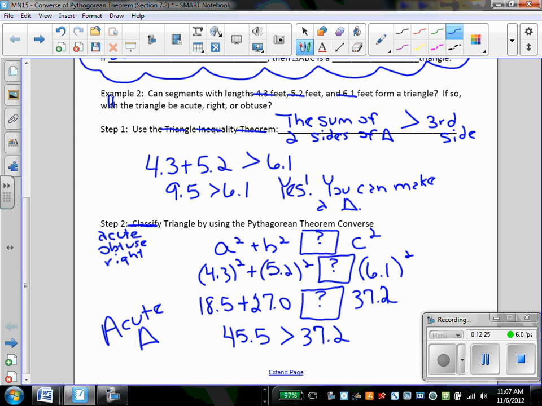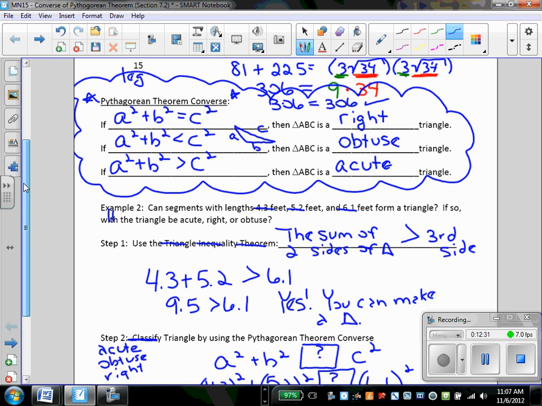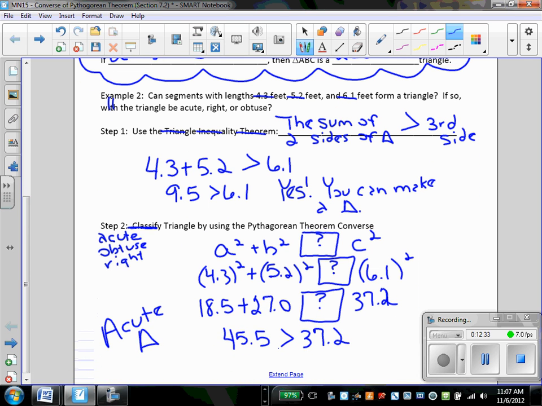And again, if you go right back up to here, we're talking about this last case. a squared plus b squared is greater than c squared. That's what's happening here. We have a greater than c squared, so that is an acute triangle.